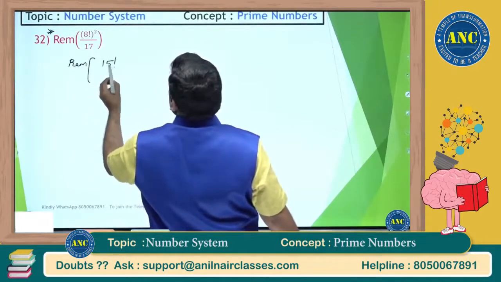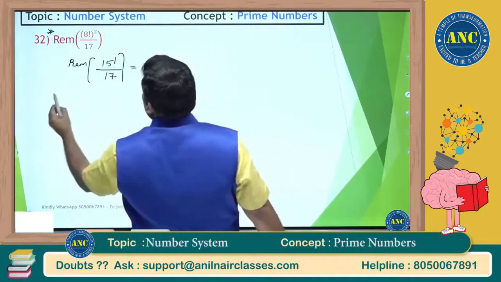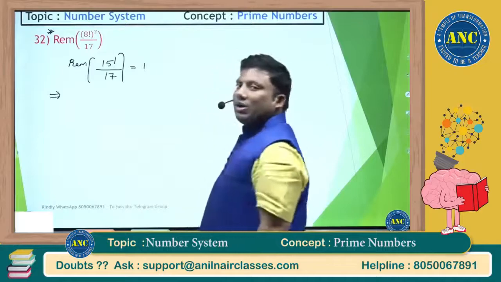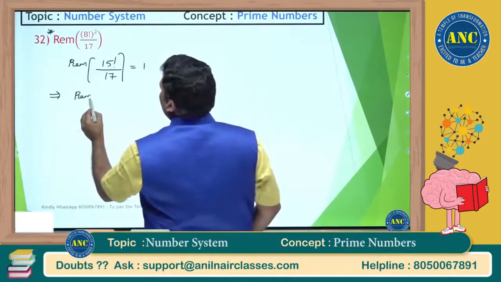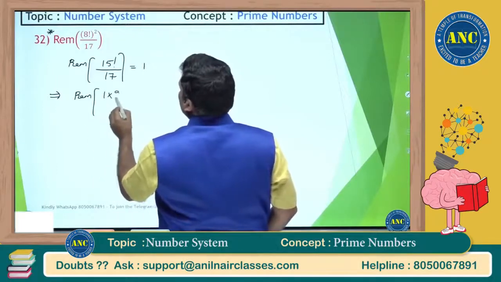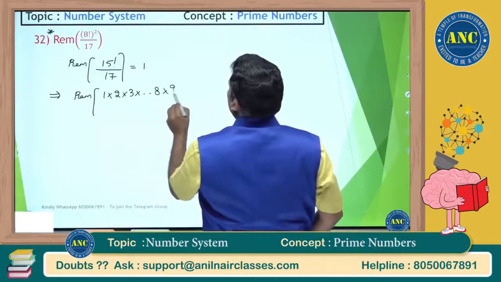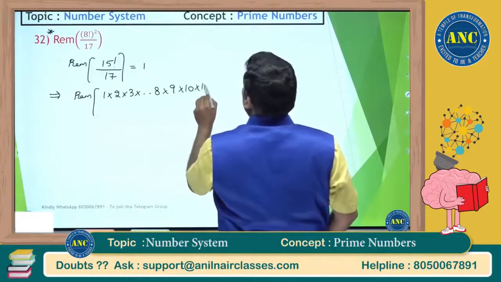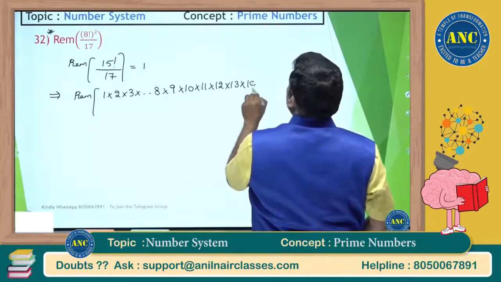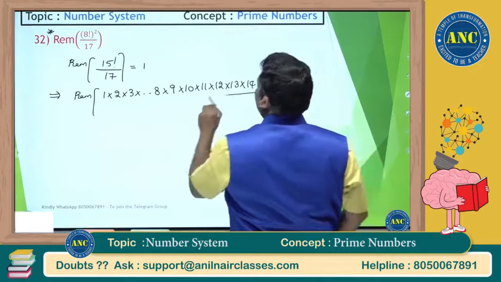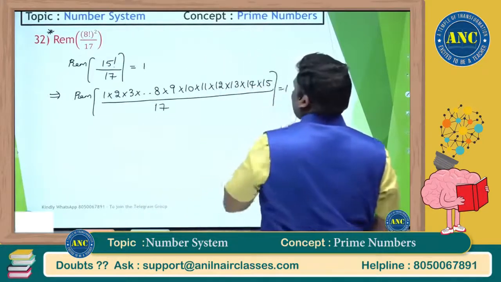Just now we discussed 15 factorial divided by 17, it is 1. We require 8 factorial, right? So let me write down like this: 1 into 2 into and so on up to 8, 9 into 10 into 11 into 12 into 13 into 14 into 15, divided by 17, it is 1.